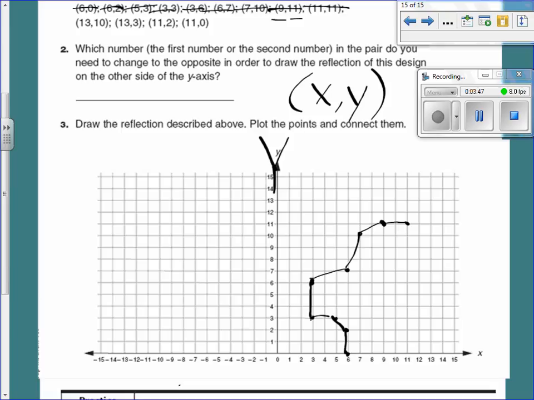Next we have 13, 10. Over 13, up to 10. Make a point. I don't see the shape yet. Maybe you do. Maybe you've caught it already. Over 13, up 3. I think it's a good idea to cross them out once you're done with them. That way you're not repeating points and getting confused. Connect that. And 11, 2: over 11, up 2. And then 11, 0.